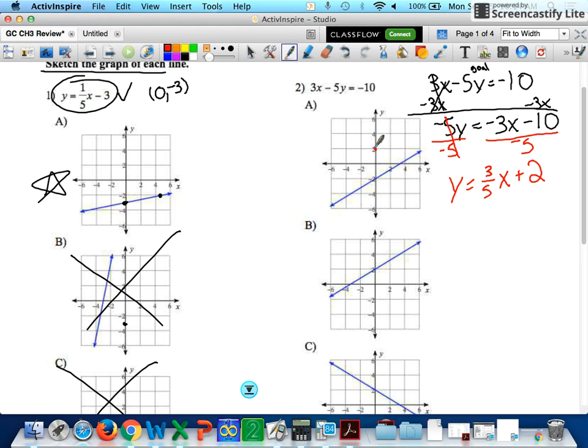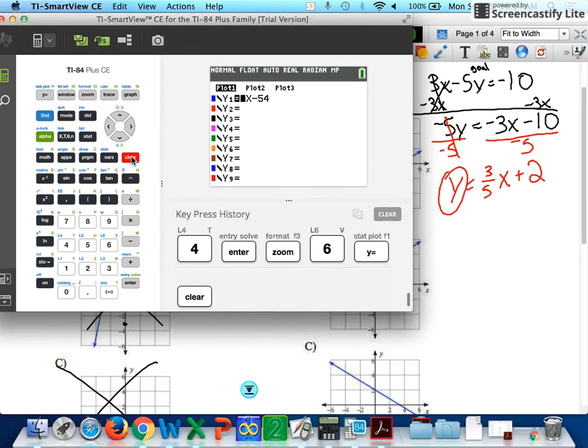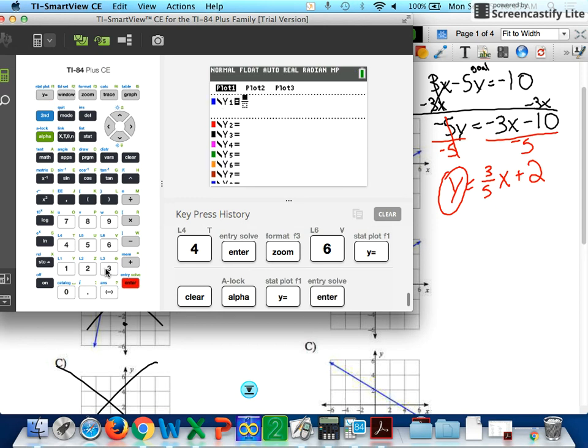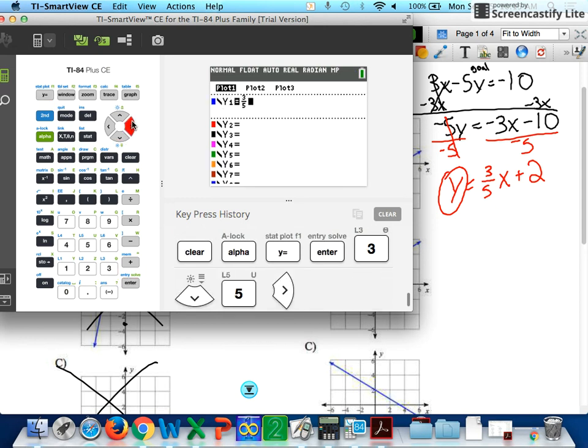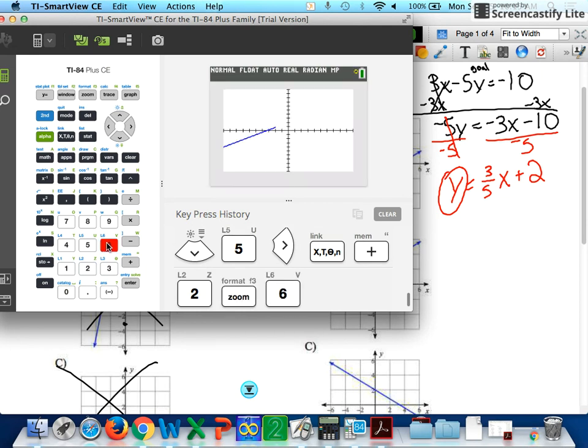But to show you another option, you can also graph these once you get them in this form. Because look, we have y by itself. Well, that's exactly how it looks whenever we go to do a graph in our calculator. So if I wanted to type that in, alpha, y equals, press enter. That's my fraction bar. 3/5, arrow over, x variable, and then +2. This is the only time we get to use these x variables. Only use them when graphing. I do zoom 6 because I'm not sure what someone else left me.